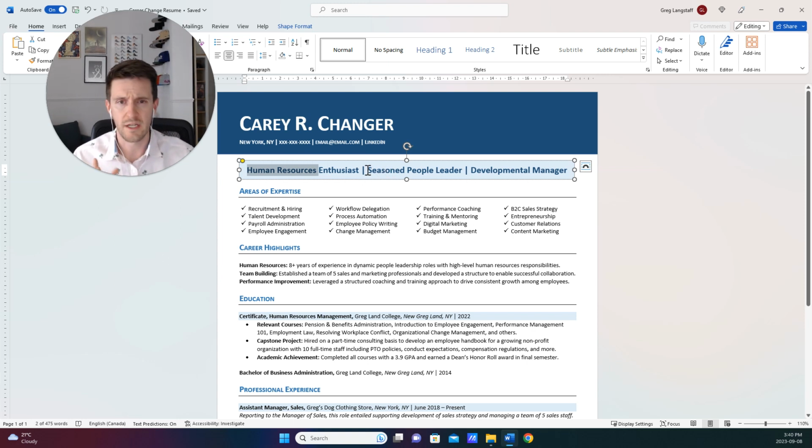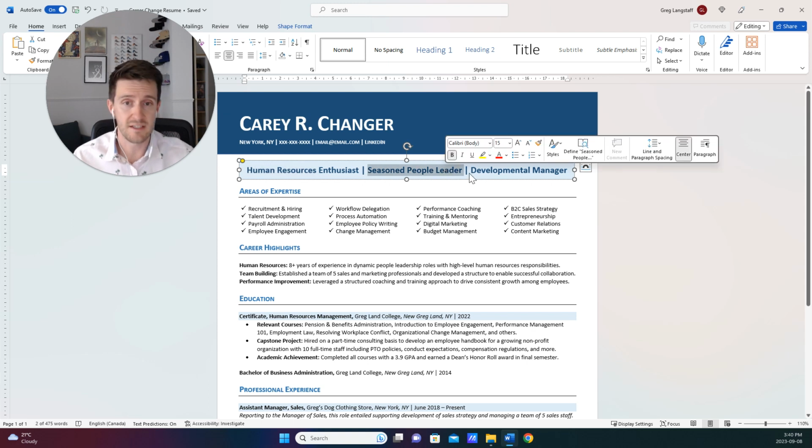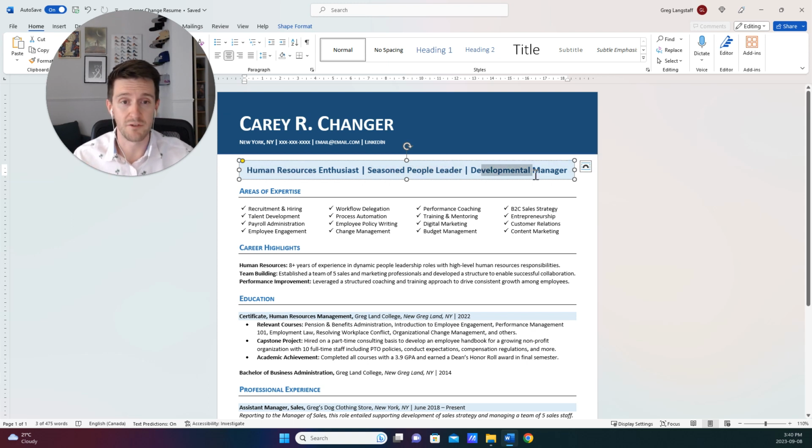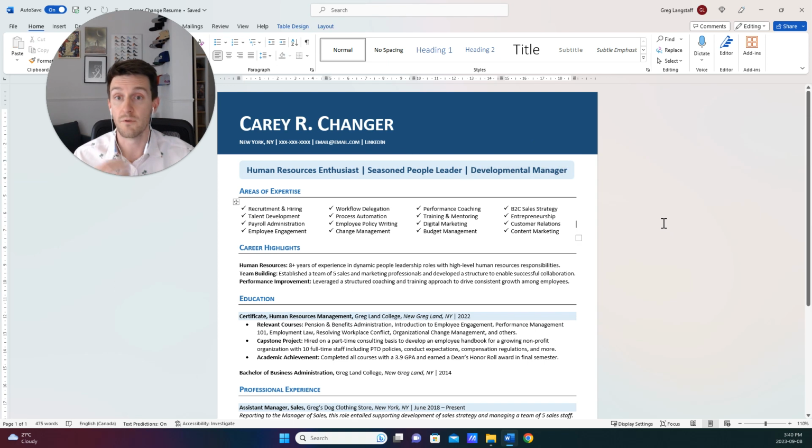Because we are working in other areas, we can just focus on our soft skills or our leadership skills. So that's why I usually like to throw in things like these: seasoned people leader, developmental manager, just so they know, this is human resources, we care about people. So if you're going into tech, maybe we have a couple of tech-related things there.